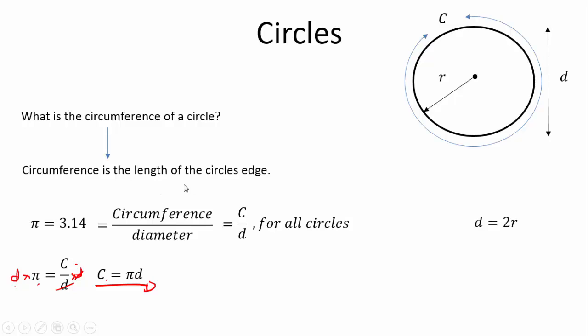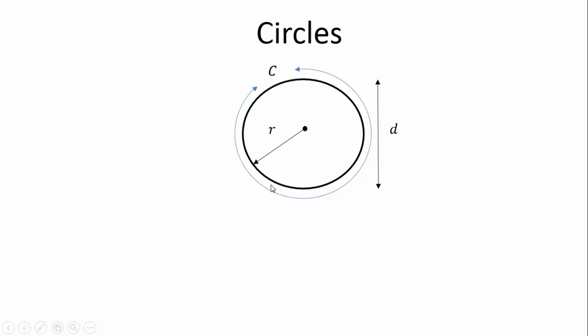Okay? Also know that D is equal to 2R. So often they will say that C is equal to pi 2R. Or you might commonly know circumference is equal to 2 pi r. It comes a lot more easily off the tongue, 2 pi r. And all that is the circumference of a circle.